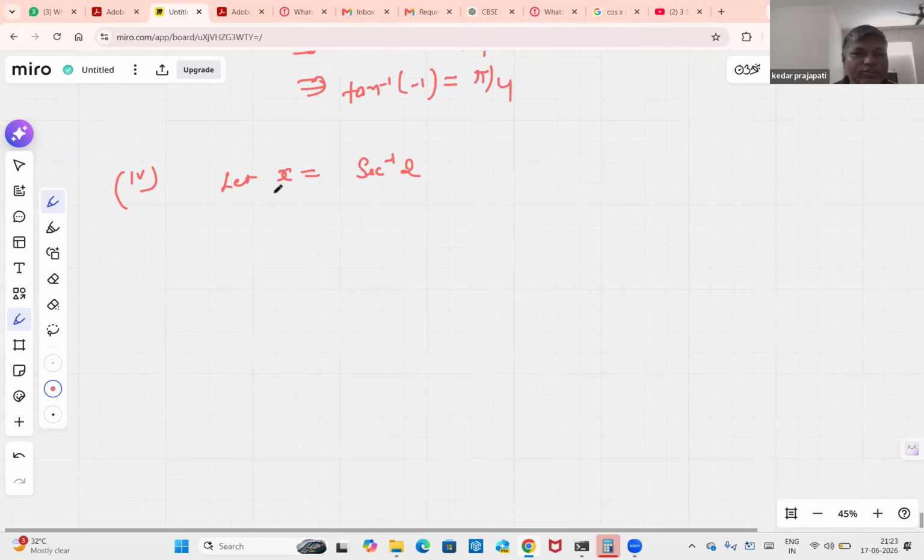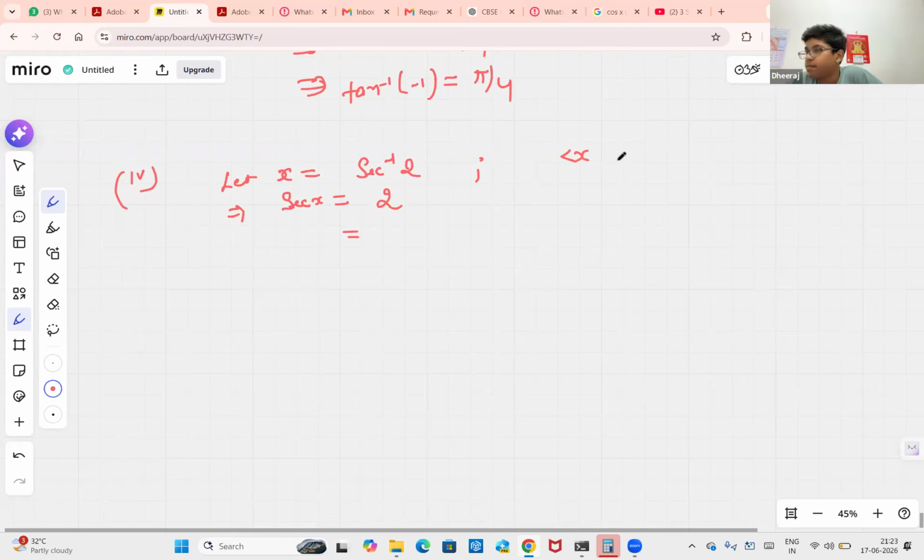Now, what is the next step? Sec x equal to 2. What will be the range? It should be 5 by 3, sir. No, no. First, I said when you are assuming something, we have to also give the range. See, range is 0 to pi, open interval.